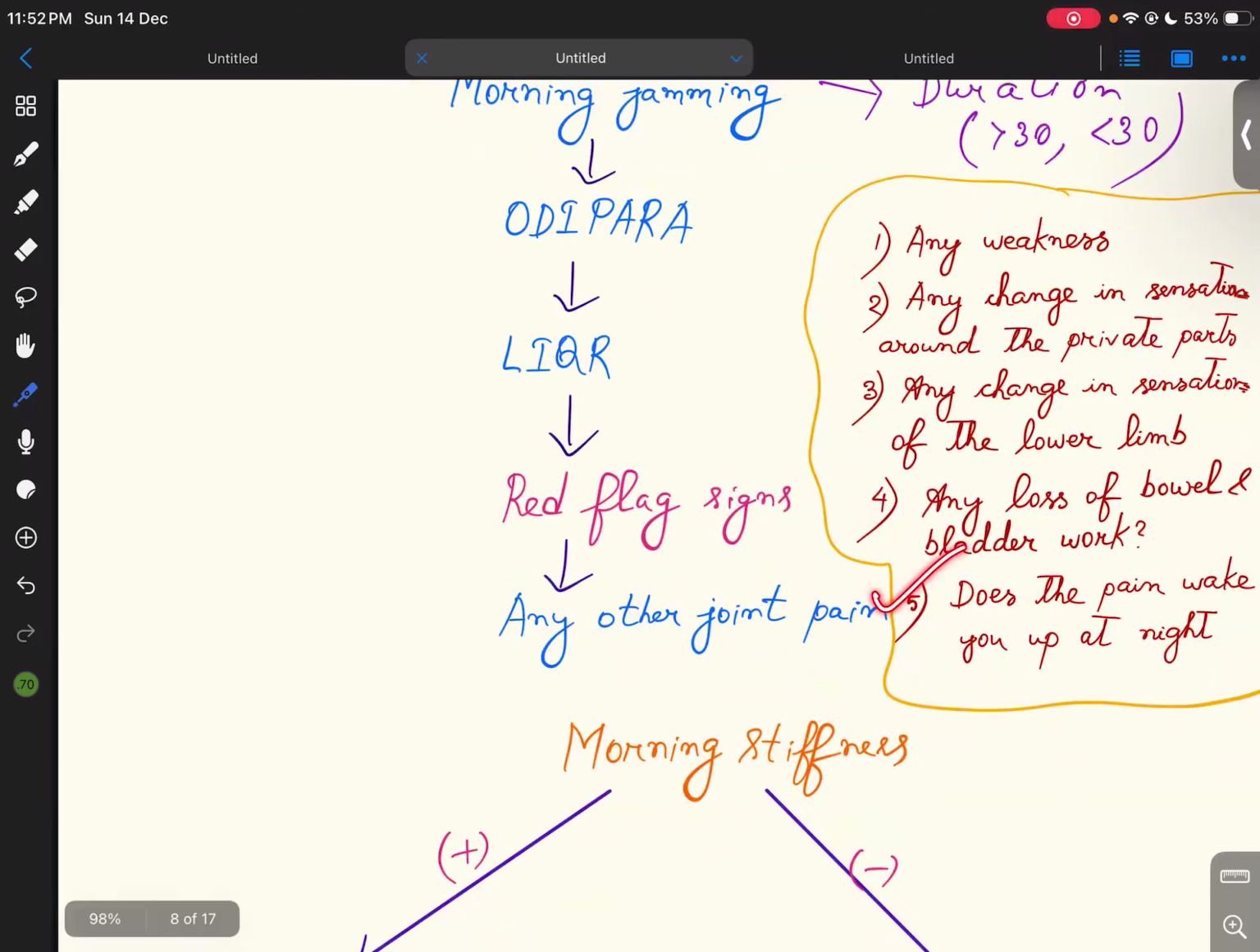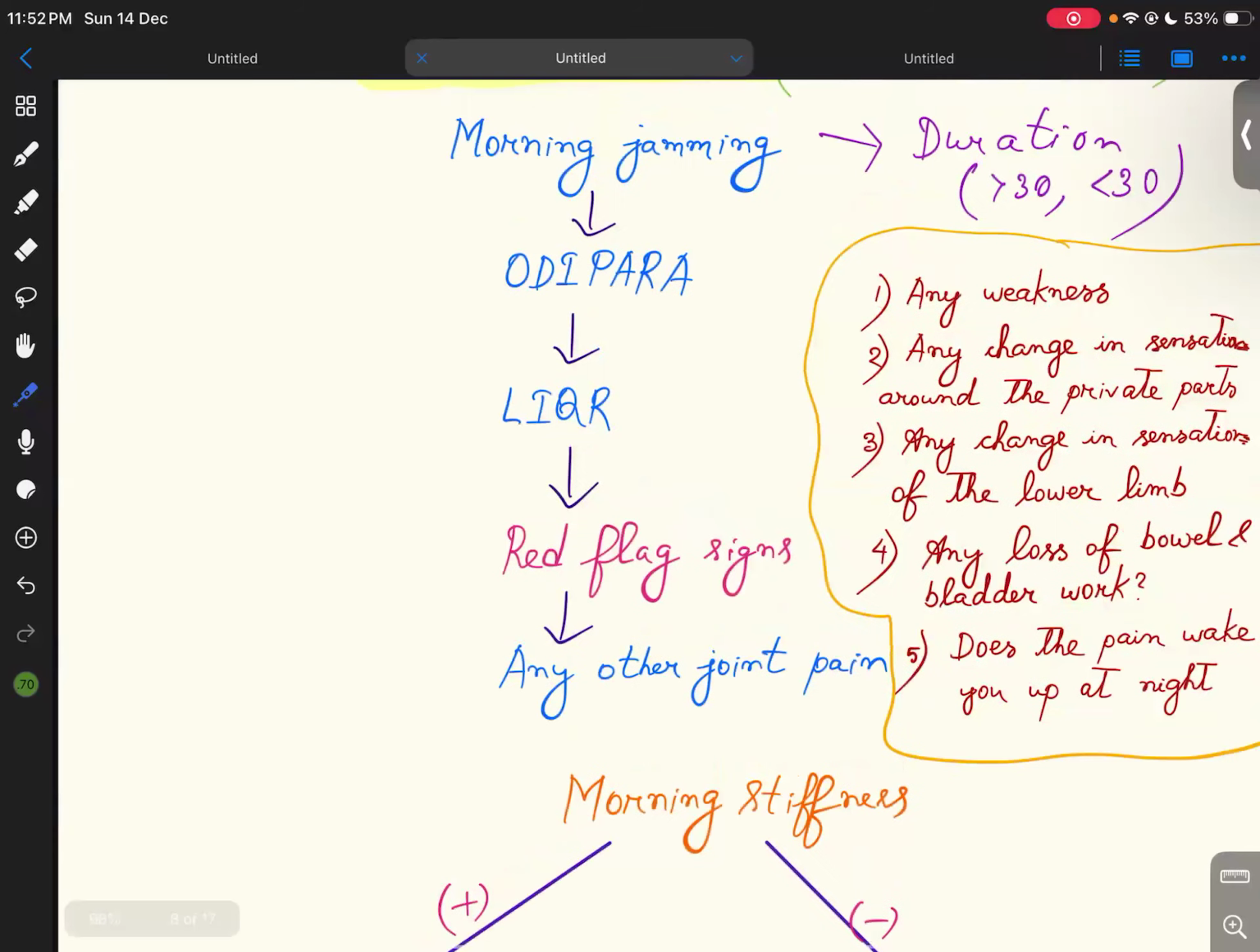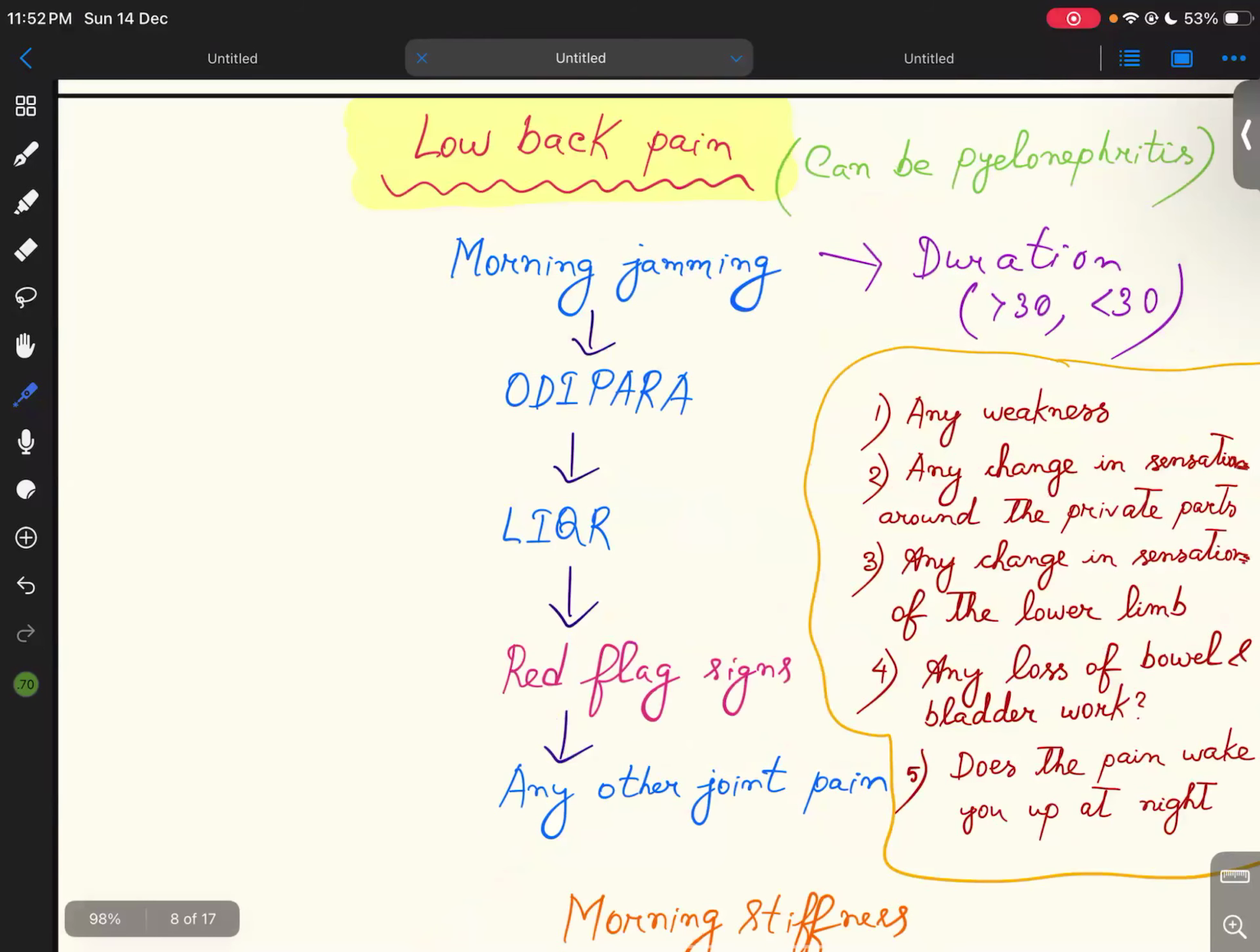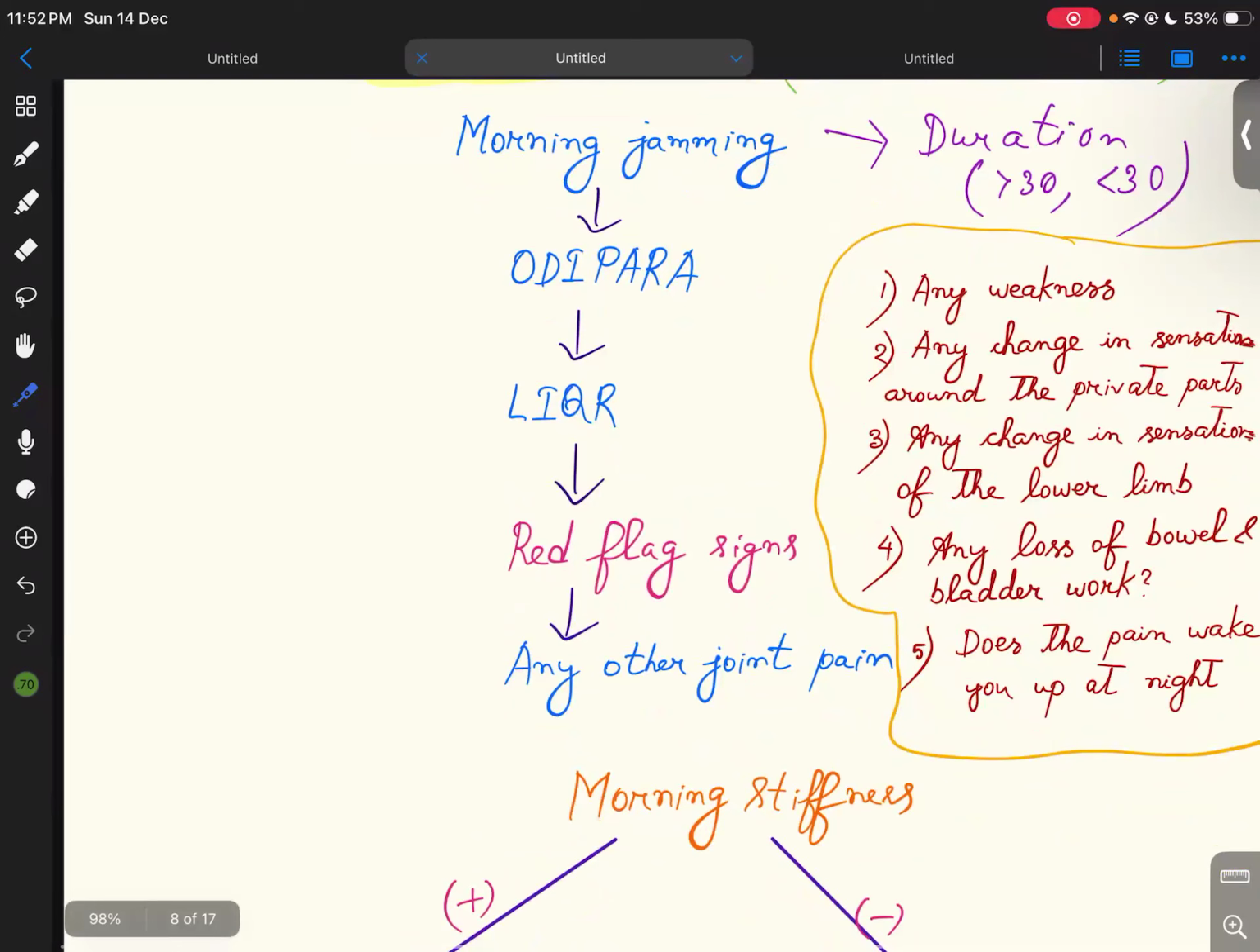Then, does the pain wake you up at night? Nighttime pain is a red flag sign. So, please remember these 5 questions. They are red flag questions for low back pain. For any low back pain, we have to rule out this red flag sign from the history. Please don't forget it. Then we have to ask whether there is any other joint pain or not.